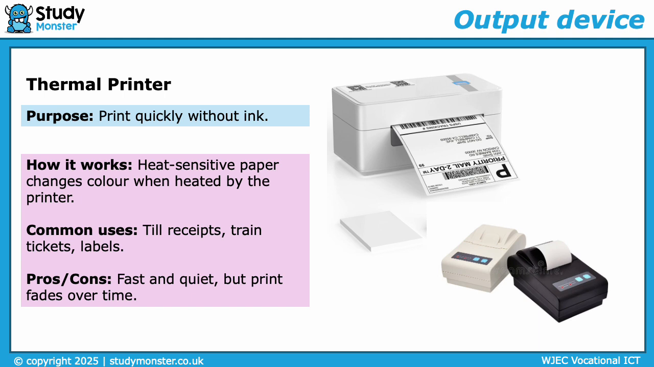Common uses: till receipts. When you go to the shop and you get your receipt, that is a thermal printer that prints out on the receipt paper. Train tickets, if you go and buy a ticket on the train, labels and things like that. Teachers sometimes have these little thermal printers so that they can type up feedback, and then it prints out on a little piece of paper that can be stuck to a book.